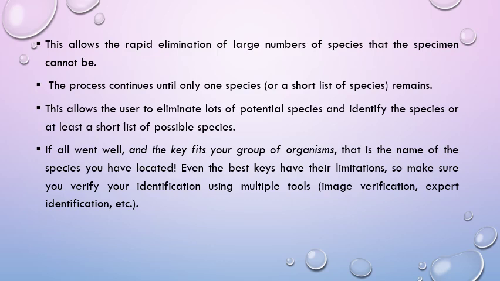If all went well and the key fits your group of organisms, that is the name of the species you have located. Means if you have made the key very well, and at the end you have one organism left, and it is identified in the correct way, then it will be your desired organism.